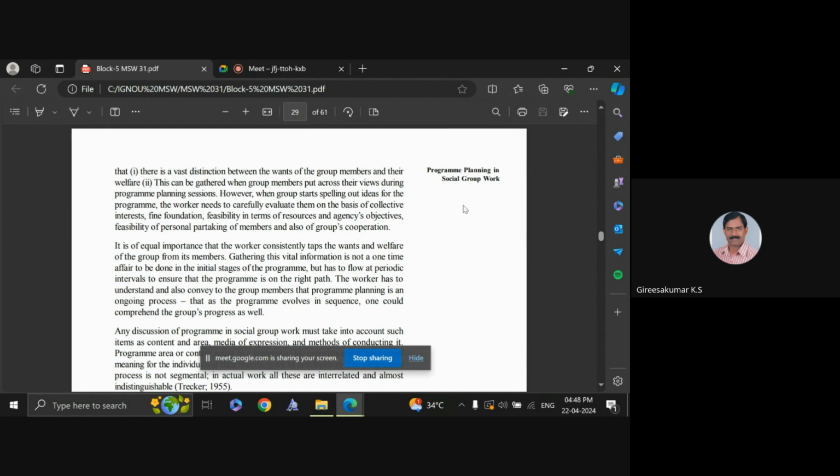It is at this stage that the worker has to understand, and also convey to the group members, that program planning is an ongoing process. So they must understand the group's progress.